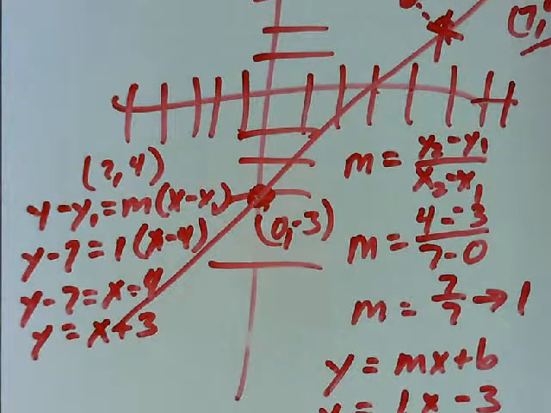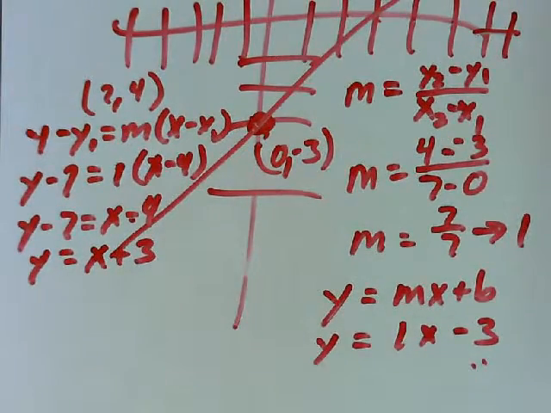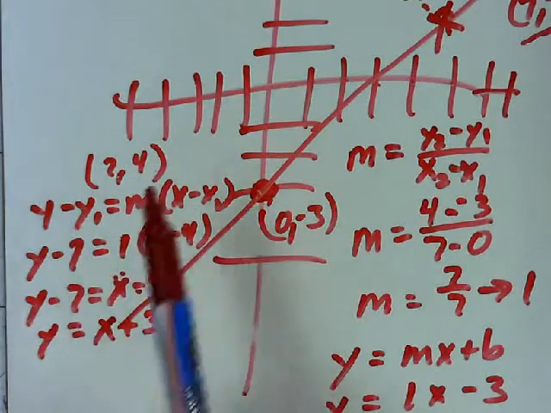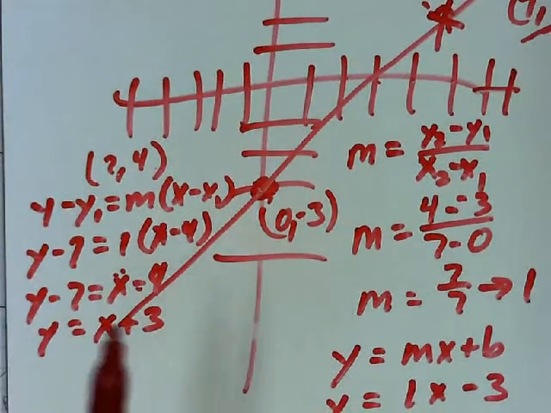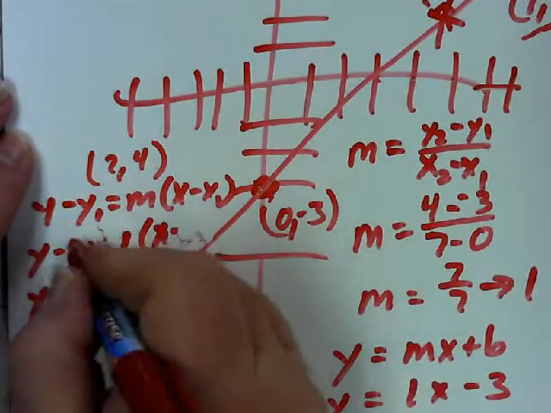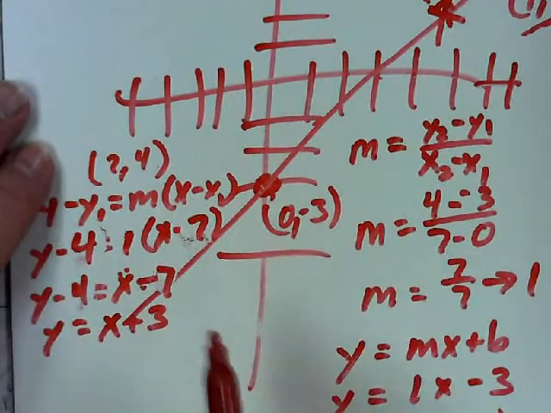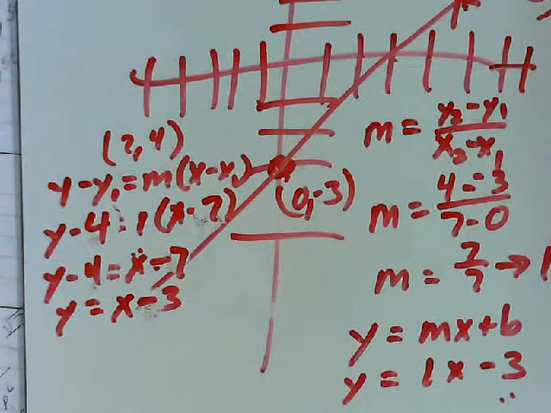We should be able to use (7, 4) and we should get the same equation here and here. And do we? What's wrong with this one? Isn't this supposed to be the x coordinate and this the y coordinate? And what did we substitute down here? The other way around. So then I have to add 4 to both sides, which gives me y equals x minus 3. Right? Simple substitution error. Watch how you put them in.